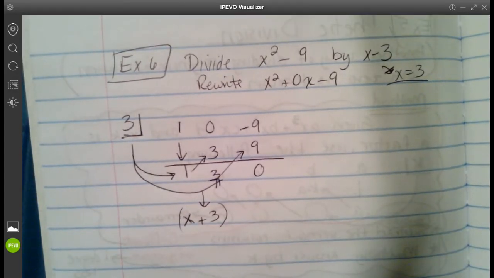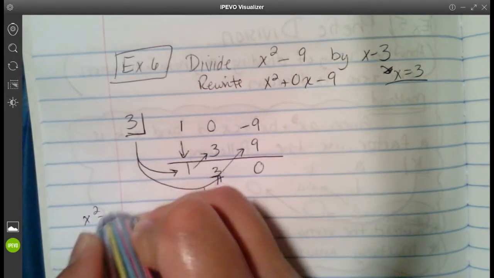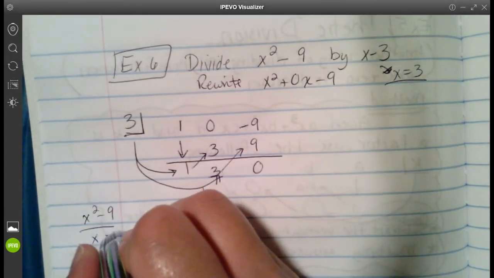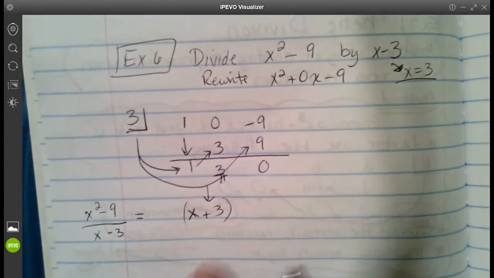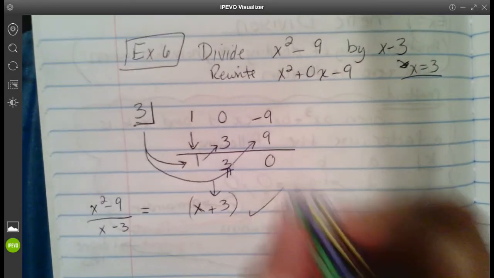And it's actually just a factor. And this seems to make sense to me because if we were to rewrite this, x squared minus 9 divided by x minus 3, well, the only other factor for this is x plus 3, so this definitely checks out.